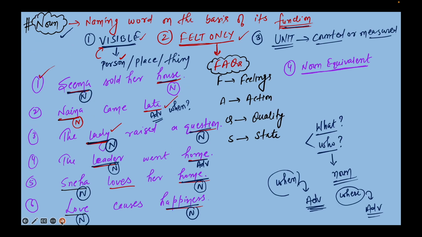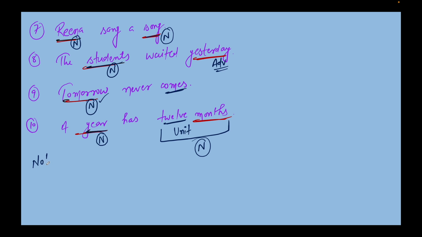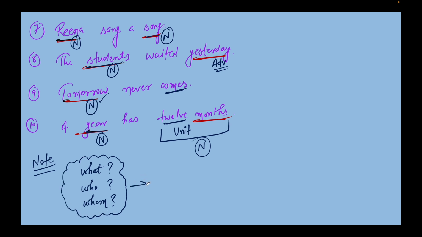Now just keep in your mind, if you want to know about a noun, then you need to ask three questions: what, who, and whom. Oh, actually I forgot about whom. So I am making you understand here. If any word is able to answer any one of these questions, in that case that word will be known as a noun. Is it clear or not?